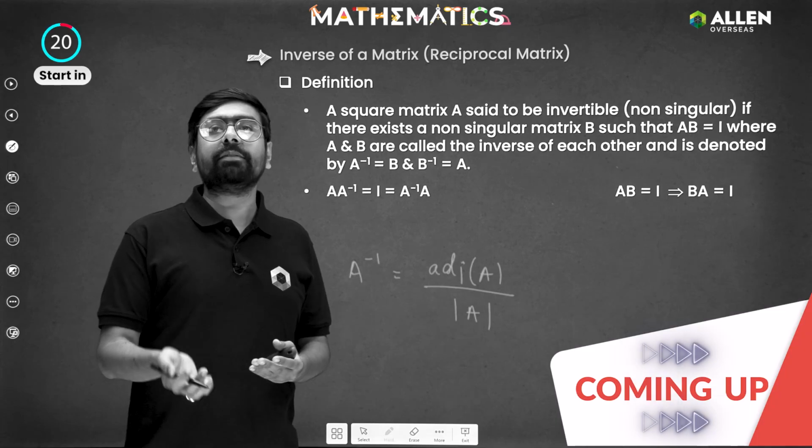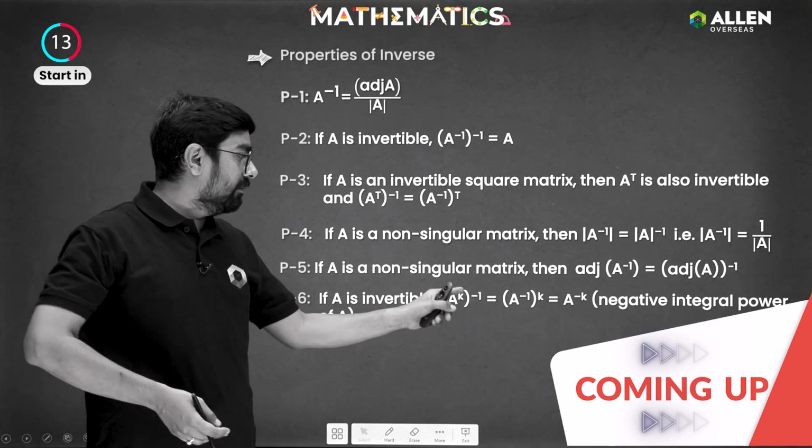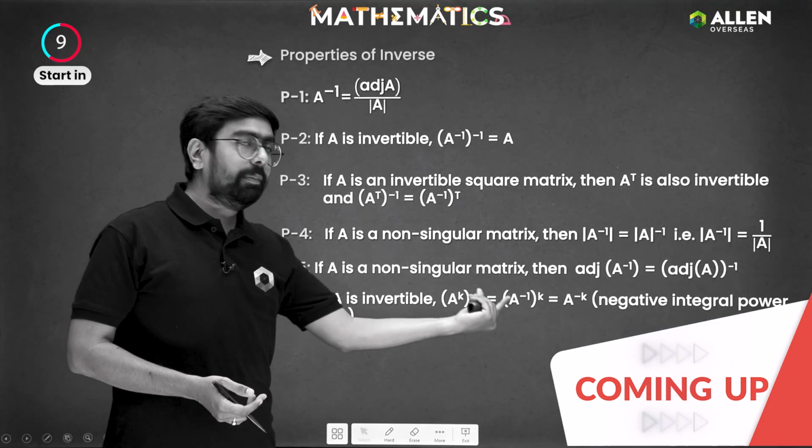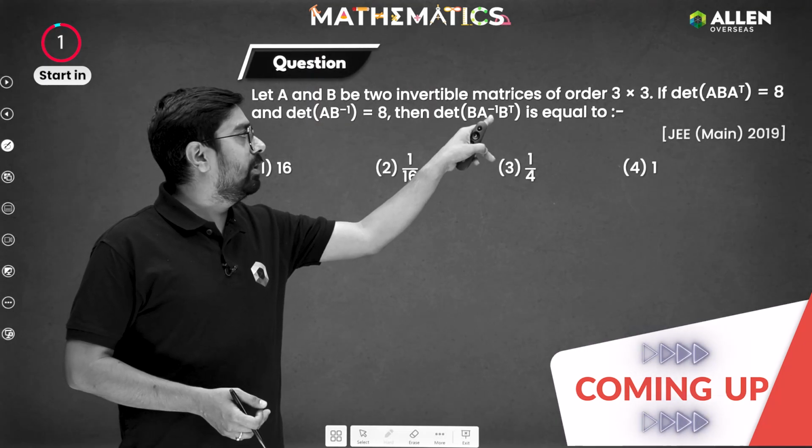A matrix multiplied with its inverse always results into... If A is invertible, then inverse of A to the power k will be equal to... Then what will be the value of determinant of B, A inverse B transpose?